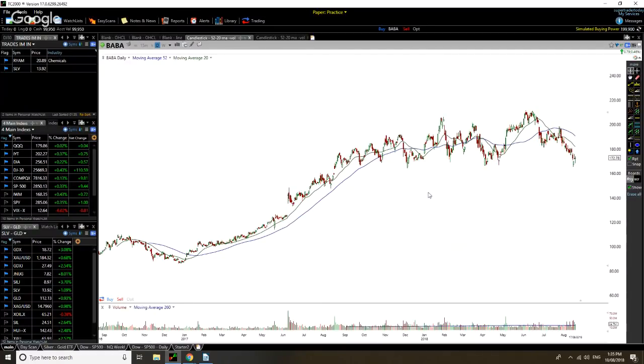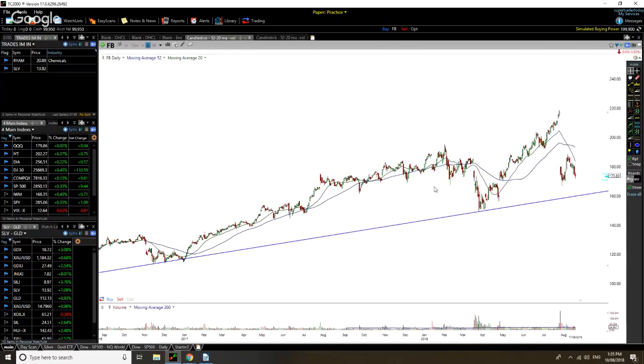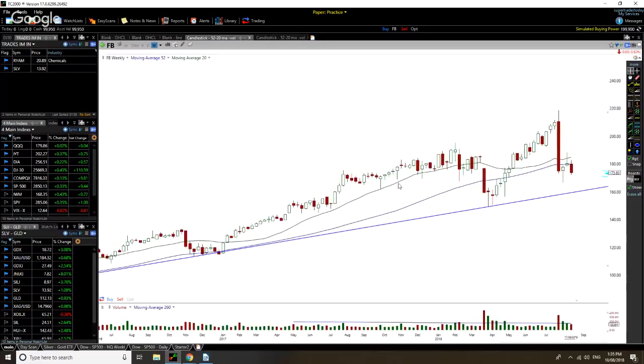FB. Let's go to the computer. FB. So Facebook. What I see right now on Facebook is obviously a big massive gap down. What does that weekly chart tell me? This is probably the best thing out there on the weekly chart here.